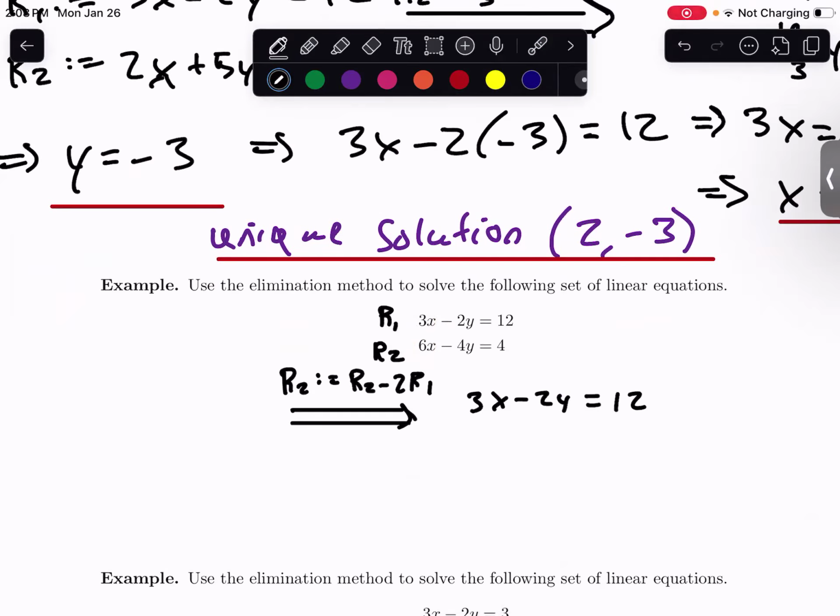But what ends up happening to row 2 is you're going to get 0. Right, you have -2 times 3 plus 6 is 0. -2 times -2 is 4. You add that to -4, that's 0. And then you're taking -2 times 12, which is -24, and then adding 4. So that's going to give you a -20. And 0 is not equal to -20, right? Maybe I should write it like this. So there's no solution.